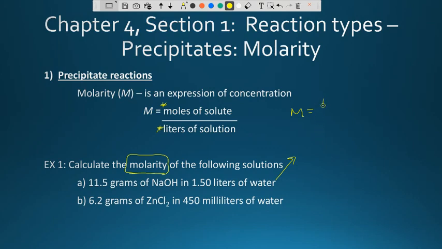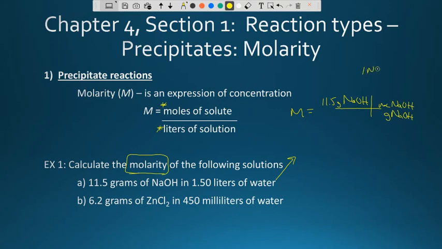So let's go ahead and take my 11.5 grams of my sodium chloride, or in this case, sodium hydroxide, and let's convert that to moles. Okay, grams of sodium hydroxide into moles of sodium hydroxide. And remember how we solve for moles. I break down my molar mass.